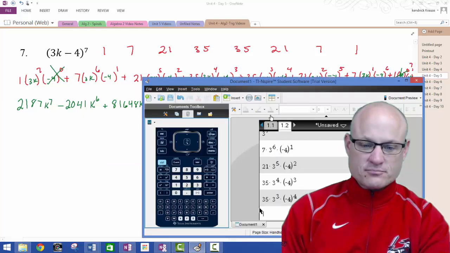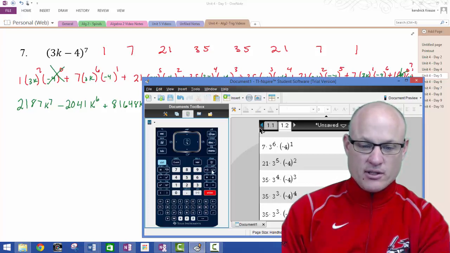Negative. Anybody else getting bored of this problem? I am so bored of this problem. Okay, change this to, we're almost done. 5. Change this to a 2.